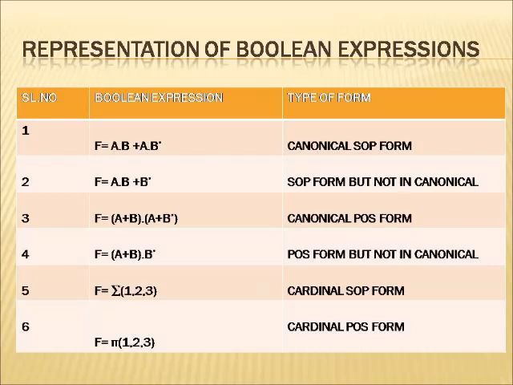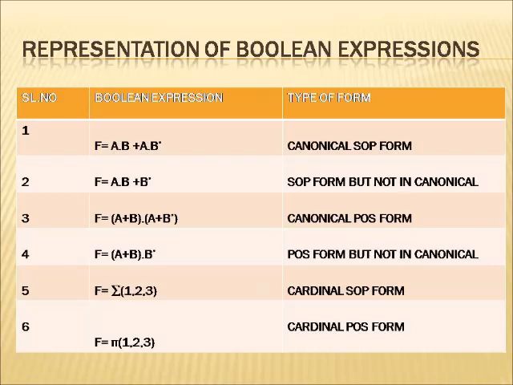So in the first case, f is equal to a dot b plus a dot b bar, two product terms are there, a dot b and a dot b bar. In both a dot b and a dot b bar, both Boolean values a and b are present. In the case of the second expression, we have a dot b and b bar. In a dot b we have both a and b, but b bar is missing a. So we can say it is not in the canonical form.